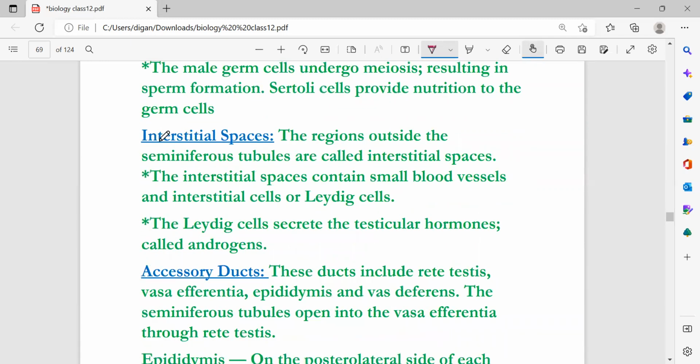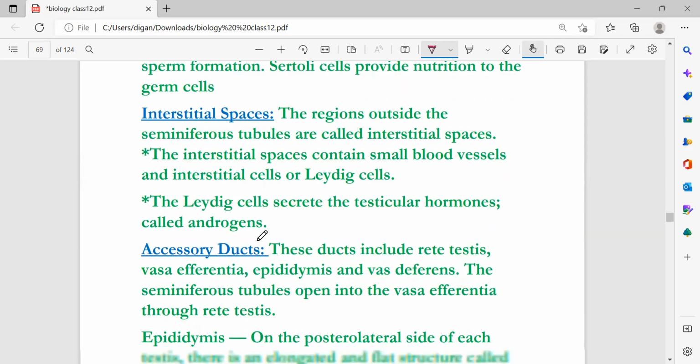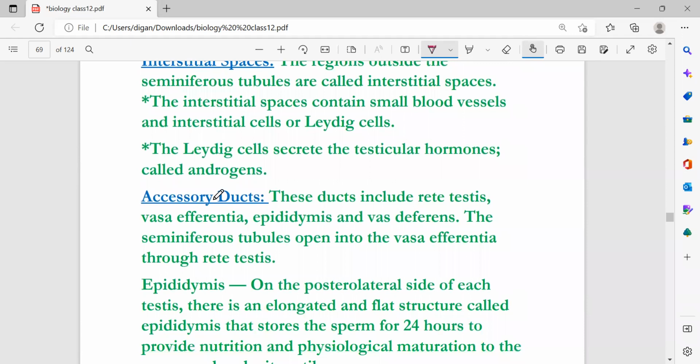Next come to the interstitial space. The region outside the seminiferous tubules is known as the interstitial space. This space contains small blood vessels and Leydig cells. The Leydig cells secrete the testicular hormone called androgen. So what is the main function of the Leydig cells? They secrete the male hormone, that is, androgen is secreted by the Leydig cells. This line is very, very important. When you copy, just give one star mark there.